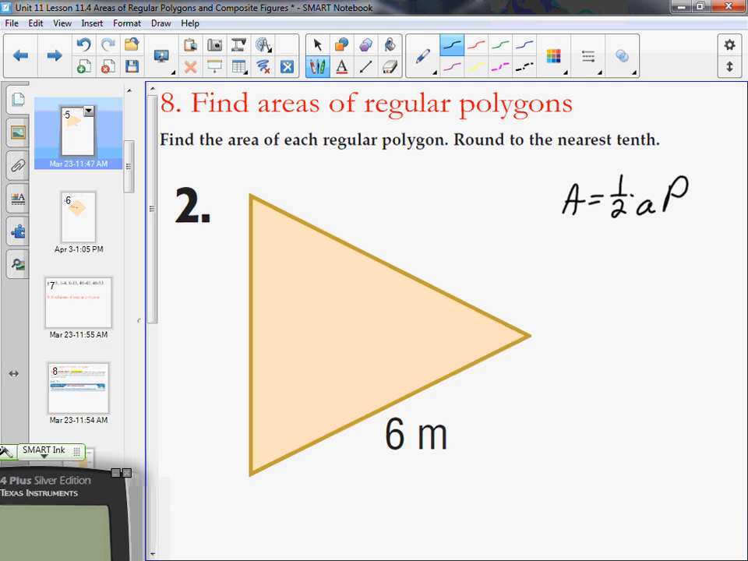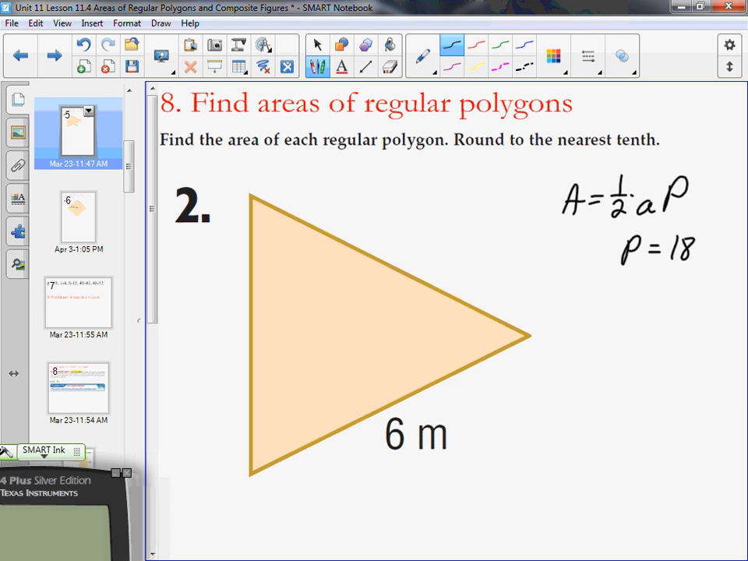Before I can find the area, I have to find the length of the apothem, and I have to find the perimeter. Now, sometimes we'll find the apothem first. Sometimes we'll find the perimeter first. I'm going to find the perimeter first in this one because I can find it. I know the length of a side, so I can get the perimeter pretty easily. So I'm going to go ahead and figure out what the perimeter is. If the length of one side is 6 meters, and it's a regular polygon, what's the perimeter?